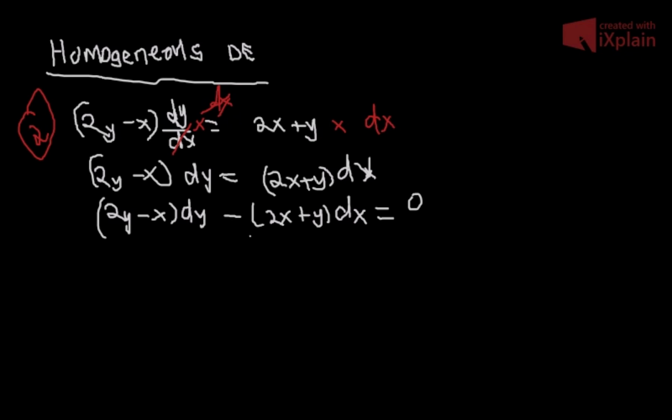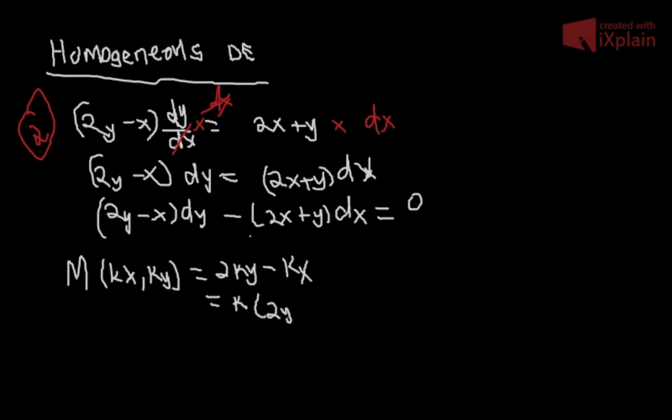Just make sure. Now here, I will not write that mx and y again. Just here, you must make sure that this one is my mx and y. So I just have to say m kx ky is equals to, where there is x, I put kx, where there is y, I put ky, right? So I simplify, factor out k, 2y minus x. That means here the degree is 1.